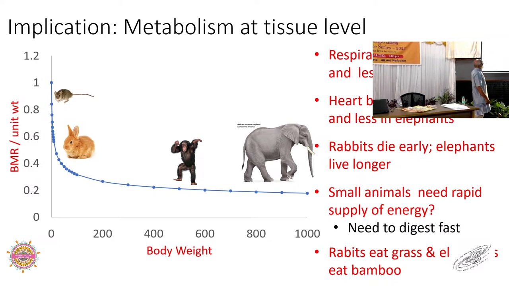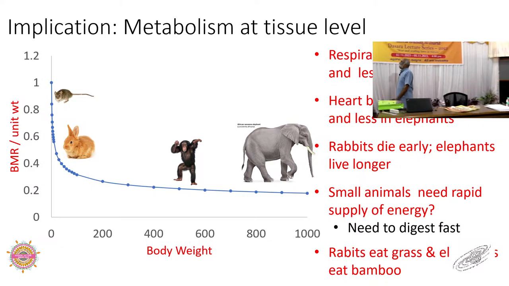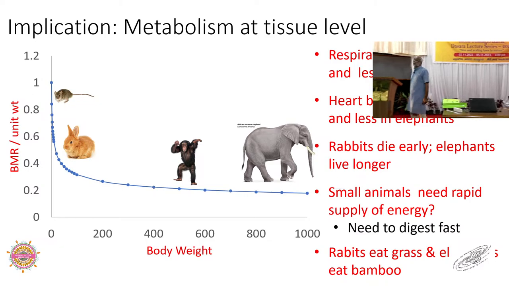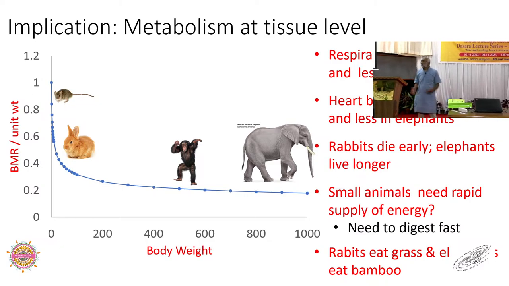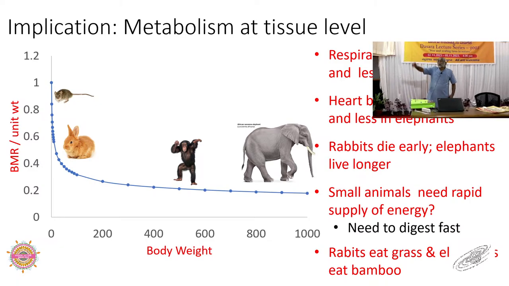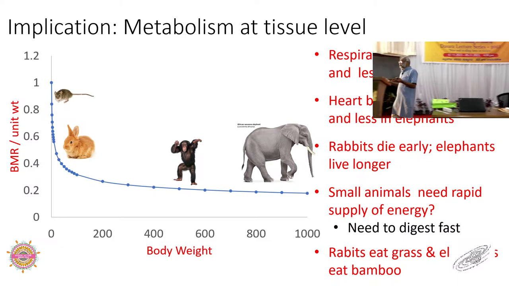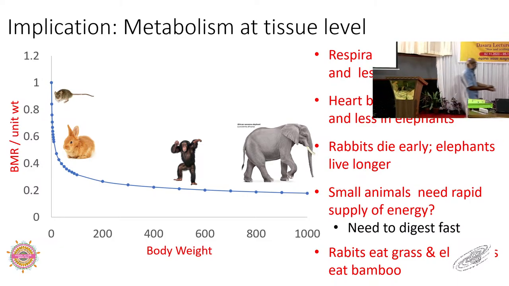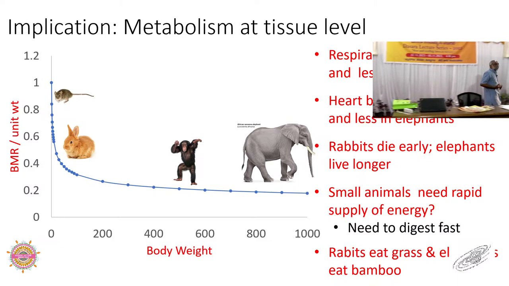And so rabbits die early compared to elephants. Small animals need a rapid supply of energy. Why? They are burning so fast. They need a rapid supply. And so if a rabbit eats bamboo, the conversion of bamboo to energy is so slow, a rabbit cannot live because it wants a fast energy supply.